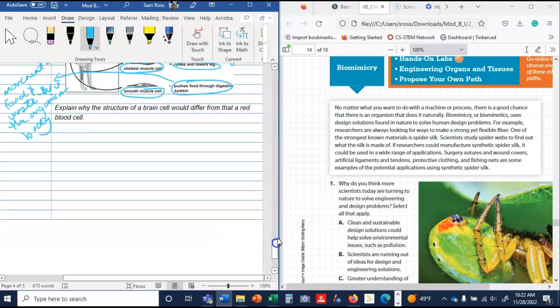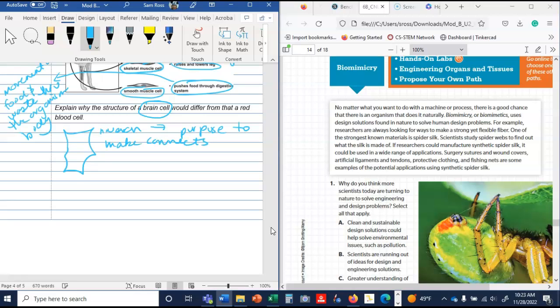And then the last question says, explain why the structure of a brain cell would differ from that of a red blood cell. So the structure of a brain cell looks much more like a neuron, okay? And the purpose of a neuron is to make connections. So the neuron makes connections, and it is shaped almost like a spider, where it has all of these tentacles out, or an octopus or something like that, because it's going to make connections to other neurons.